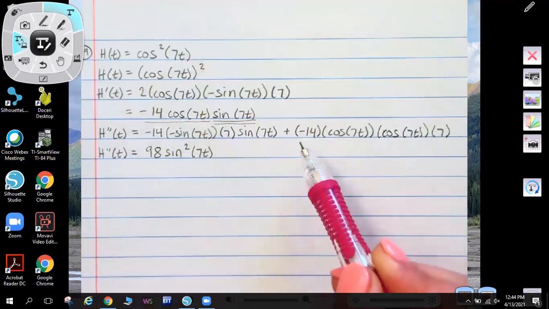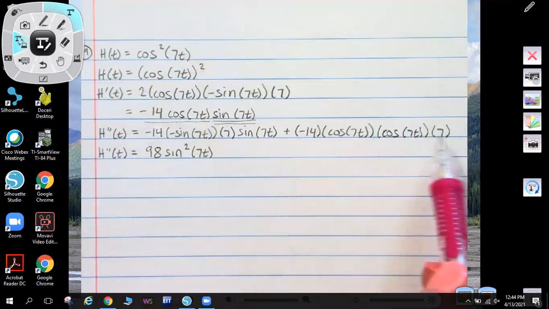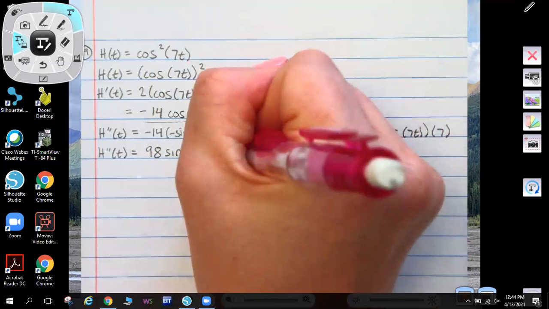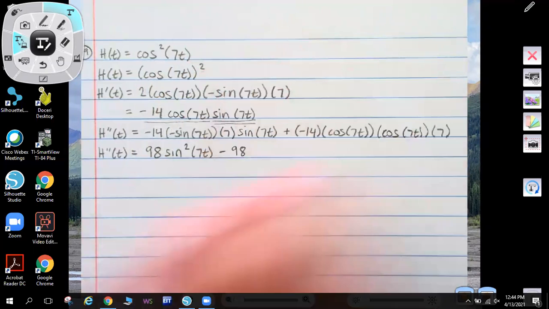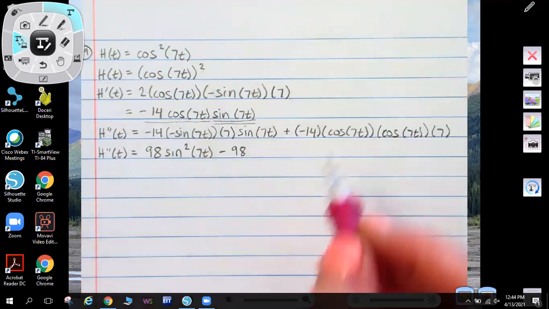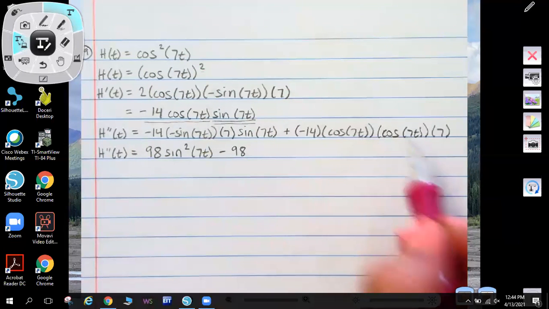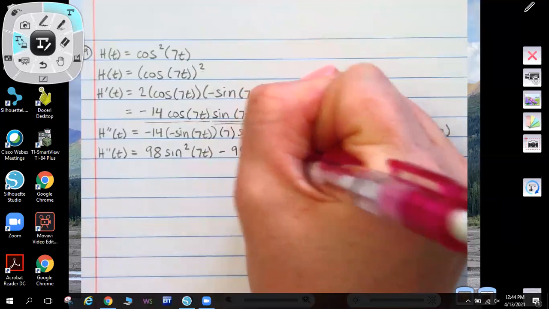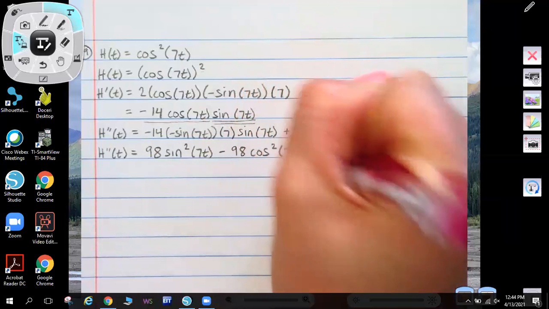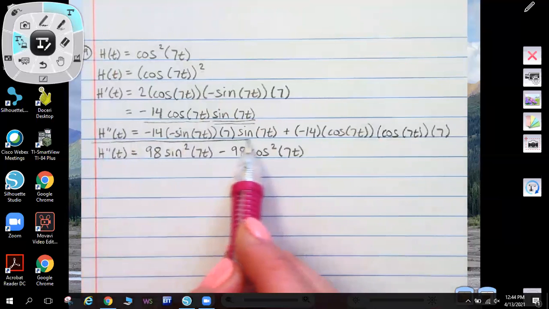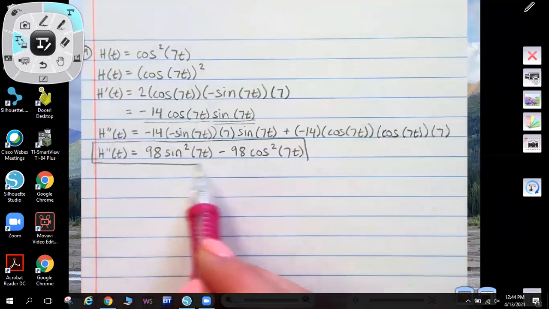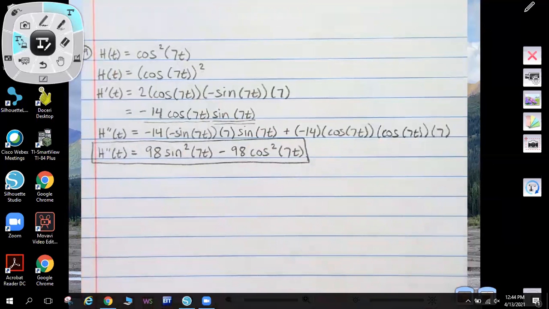Then we have only one negative on this side, so it's going to end up being negative. So we can just write minus. And then we have 14 times 7 again, which is 98. And then we have cosine of 7t times cosine of 7t. That is cosine squared of 7t. That is the second derivative.